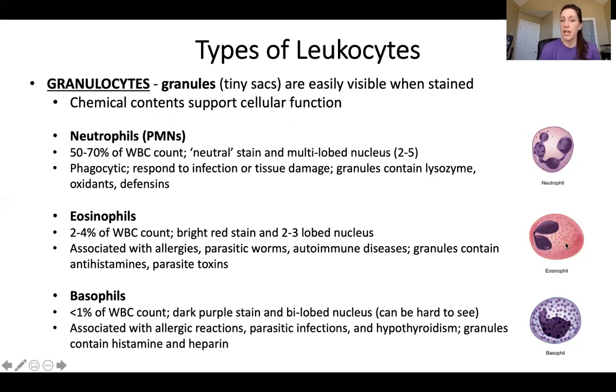Eosinophils, as we mentioned, stain a bright red because they retain that particular type of stain. They also have a lobed nucleus, but it's going to be 2 or 3. It's never going to be as many as 5 like you see in a neutrophil. Eosinophils are associated with allergic reactions. They are also involved in fighting infections with parasitic worms and in certain autoimmune diseases. The granules in an eosinophil contain antihistamines, so they're going to help to fight inflammation.